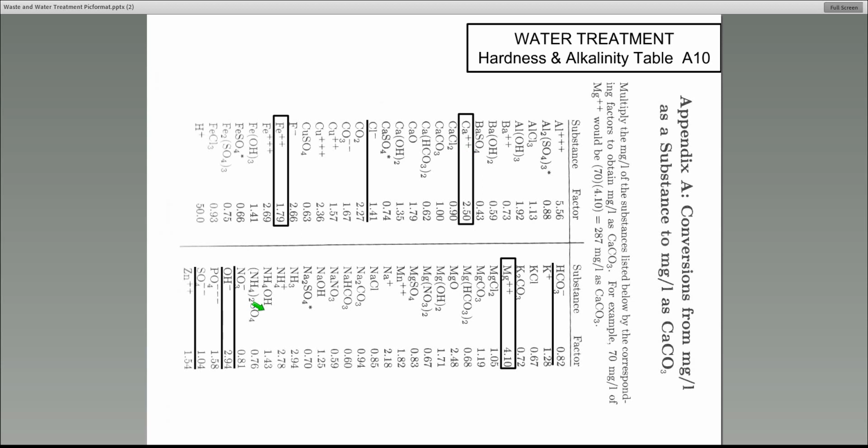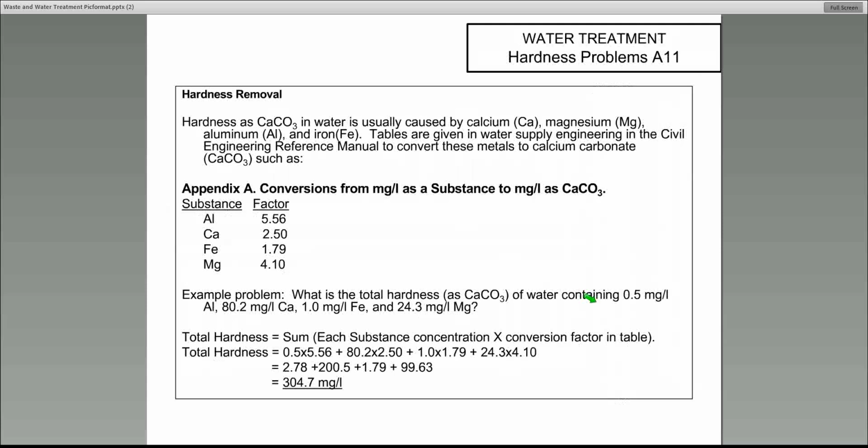So these are factors you use that you multiply by the concentration to come up with a hardness value, which is expressed as calcium carbonate. You can go through the chemistry, but this is a lot easier. So I pulled out, here's a problem where you have so much aluminum, calcium, iron, and magnesium. I pulled off the factors from that table. These are all plus factors. These are the factors for each one of those that comes from this table.